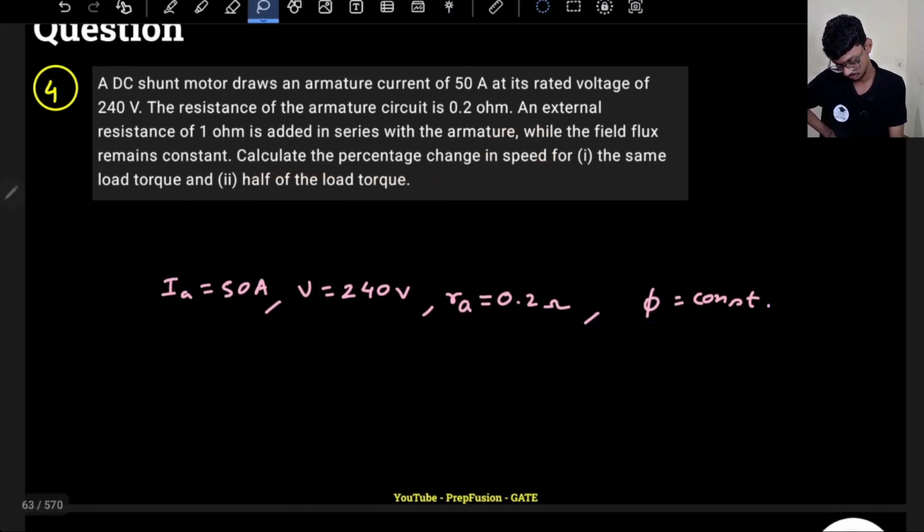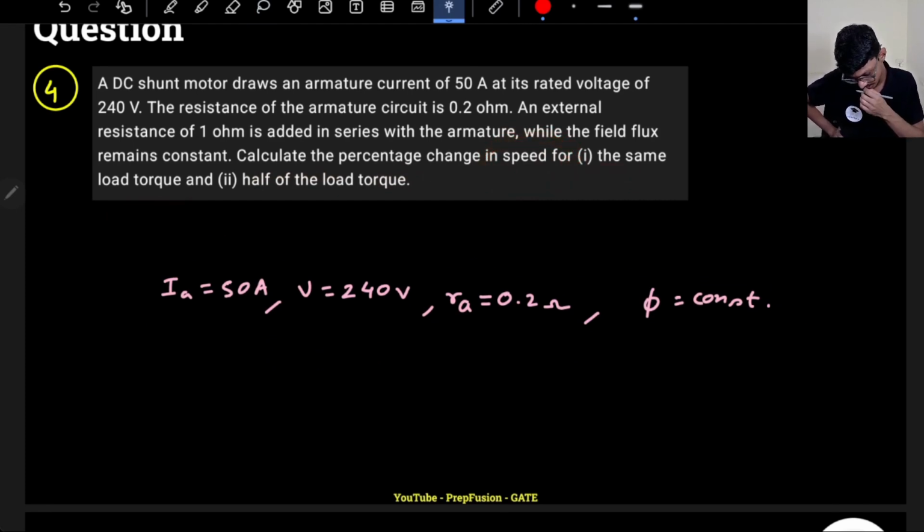Calculate the percentage change in speed for the same load torque. Okay, we have to calculate the percentage change in speed for the same load torque. If after connecting this external resistance, so an external resistance is connected in series with the armature, right? While the field flux is constant, flux does not change because the terminal voltage has not changed, but I've connected an external resistance in series with the armature.